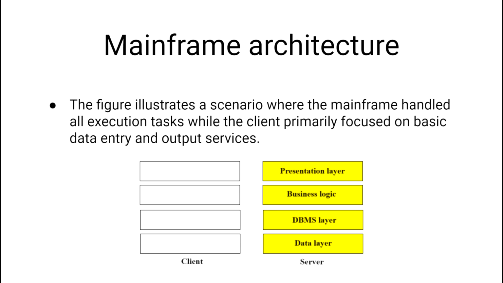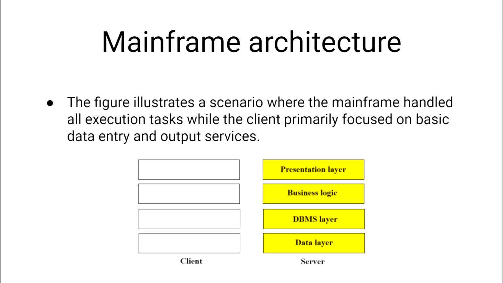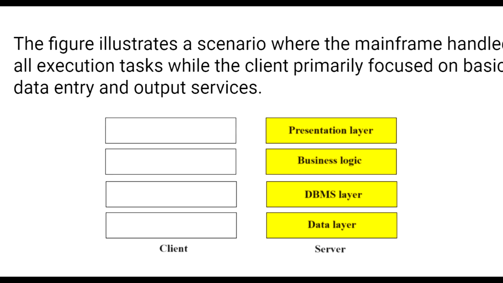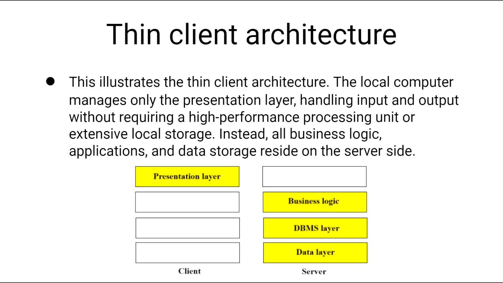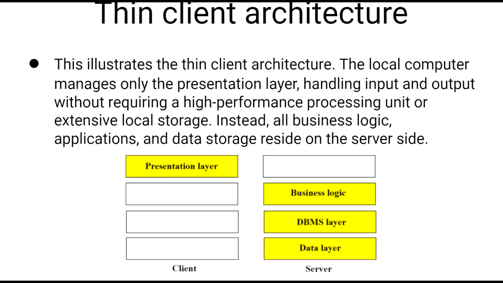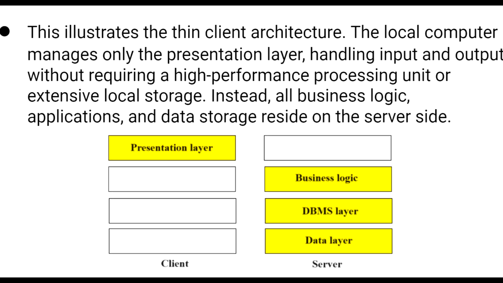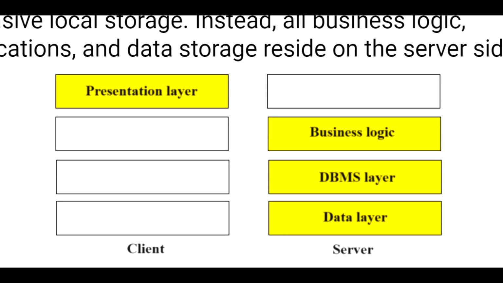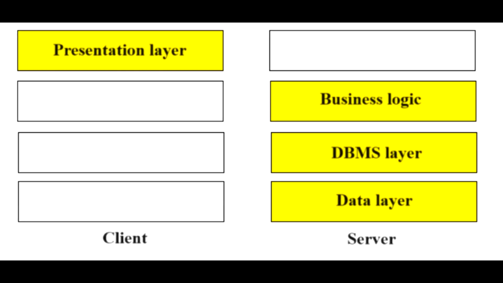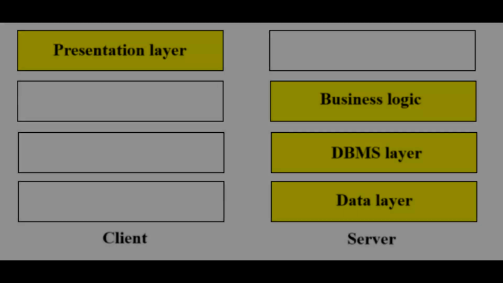Here is a mainframe architecture. The figure illustrates a scenario where the mainframe handled all execution tasks, while the client primarily focused on basic data entry and output services. Here is a thin client architecture. The local computer manages only the presentation layer, handling input and output without requiring a high-performance processing unit or extensive local storage. Instead, all business logic, applications, and data storage reside on the server side.